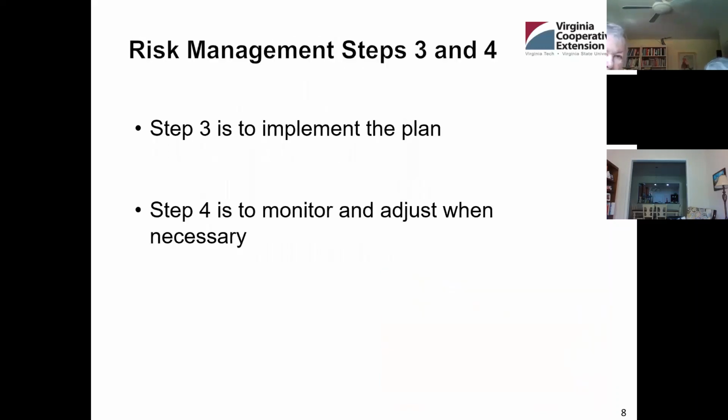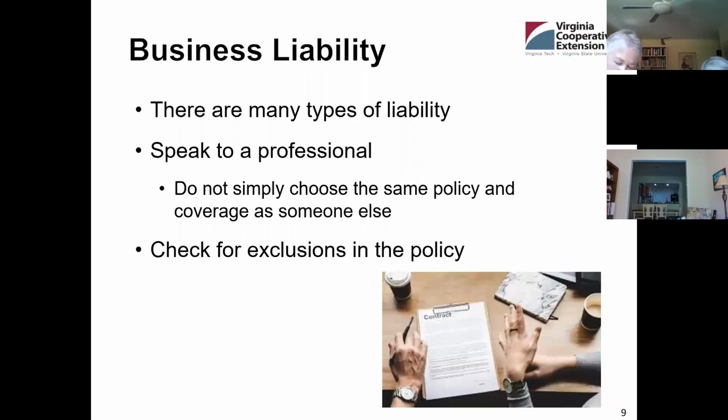So let's talk about business liability. The one thing I do want to make note of is to speak to a professional. I've already mentioned speaking to an insurance agent, making sure that you're talking to a professional. Don't simply choose a policy that somebody else has chosen. I see this happen a lot with business, and with individual policies. Somebody just asks their neighbor or somebody else they know, hey, what kind of insurance policy do you have? And then they automatically assume that is the most appropriate policy for them. So don't make that assumption. You also want to check for any type of exclusions in your policy. And that gets me to my very next slide.